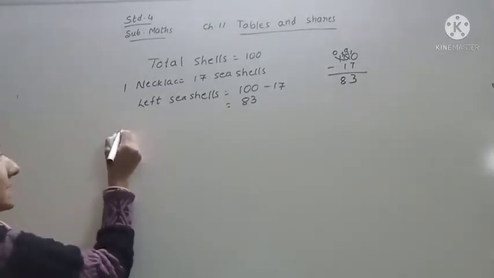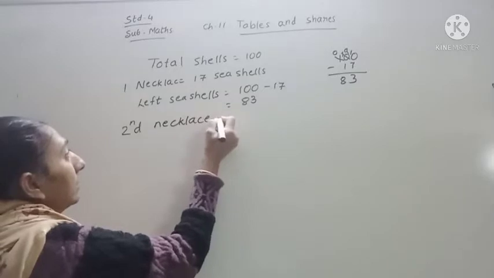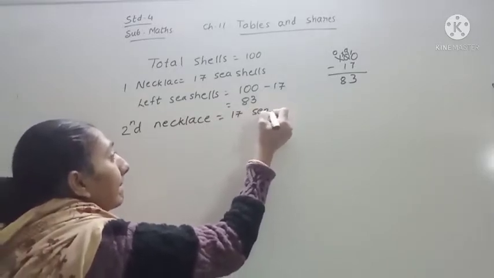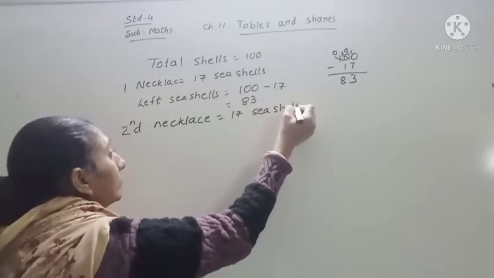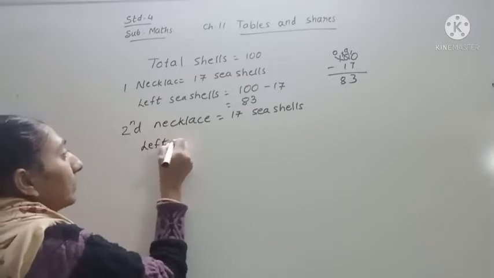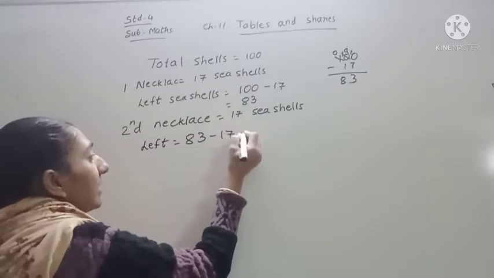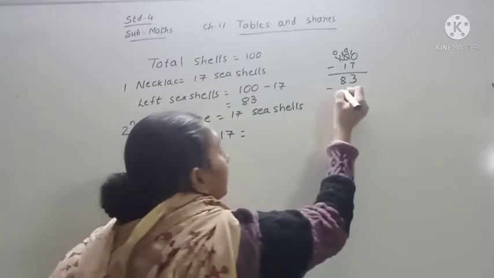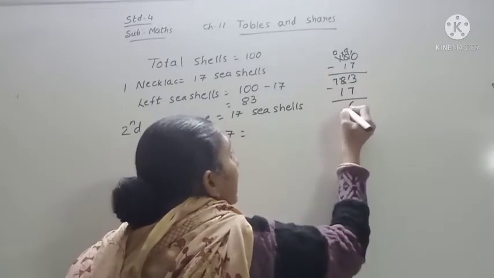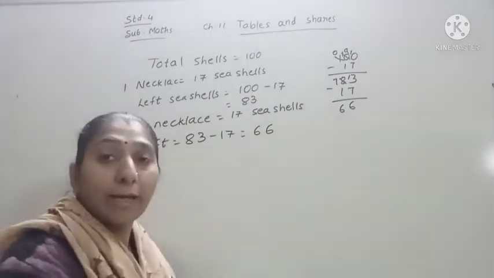83. Now he makes a second necklace. Again 17 seashells. Now how many are left with him? So 83 minus 17 is equal to 66. 66 are left with him.